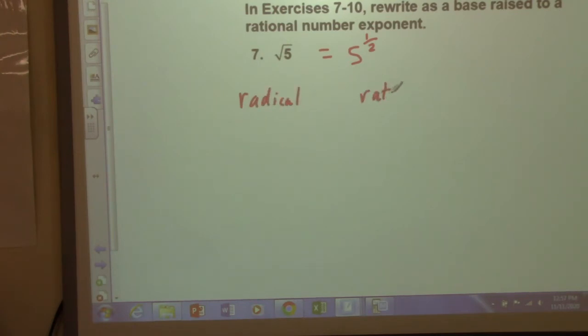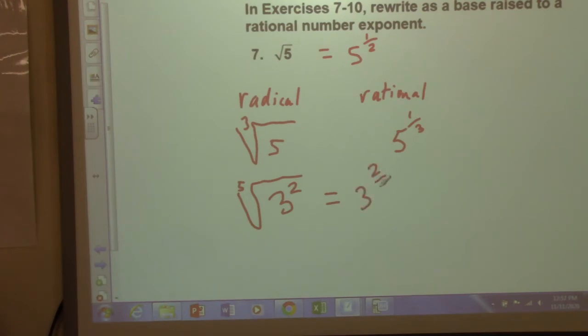And we're just going to transfer here. Well, if we have the square root of 5, we know that. What if we have the cube root of 5? What's that going to be as a rational exponent? 5 to the 1/3. Okay, I want to put something else here. What if we have the 5th root of 3 squared? That's going to be what? 3 to the 2/5. 3 to the 2/5.